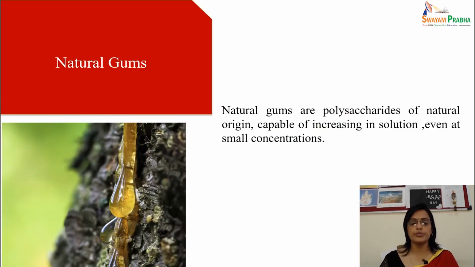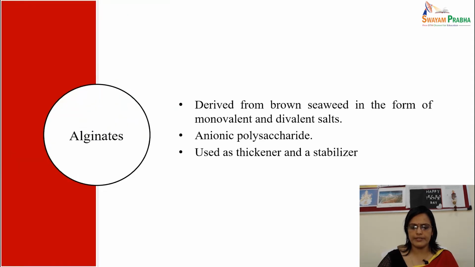Now moving to natural gums from natural sources. Natural gums are polysaccharides of natural origin capable of increasing viscosity in solution even at small concentrations. I will tell you later in this module how questions will come from this topic. First, alginates are derived from brown seaweed in the form of monovalent and divalent salts. They are anionic polysaccharides, used as thickeners and stabilizers in cosmetic preparations.